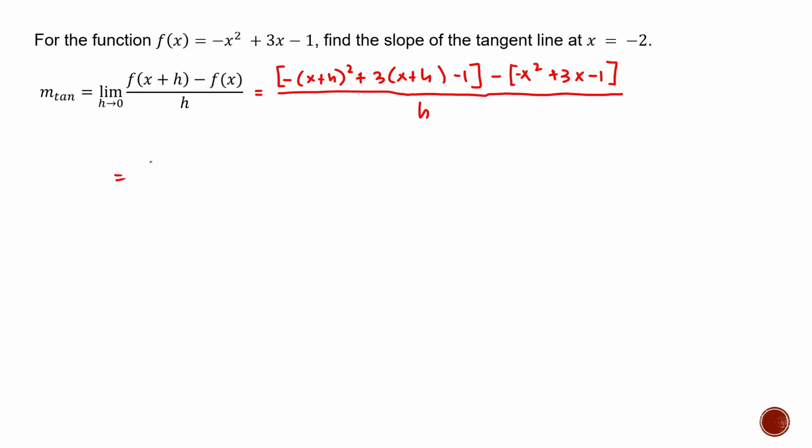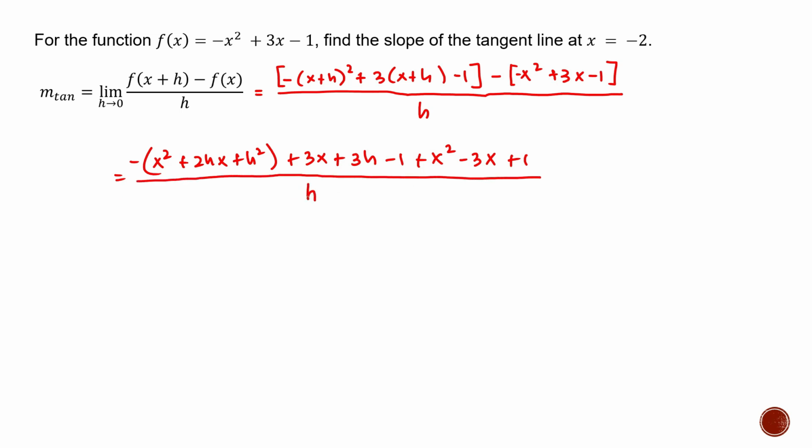Right, let's expand the one on top. So this is going to be negative x squared. Okay, let's distribute the negative later. So plus 2hx. So x times h is hx times 2 is 2hx plus h squared plus 3x plus 3h. So that's this one. We just distribute the 3 minus 1, and then plus x squared, and then minus 3x, and then plus 1, right? Divided by, or all over, h.